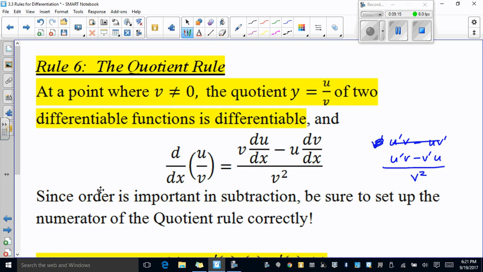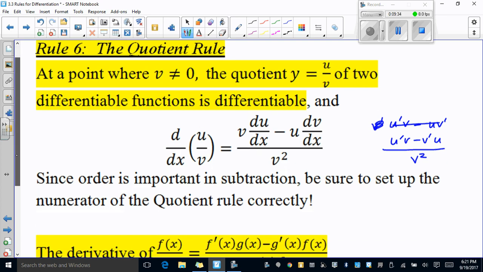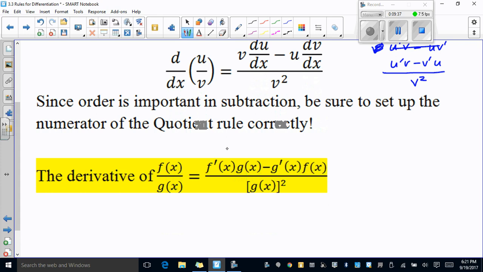So you got to make sure that you set this one up. At a point where v does not equal 0, the quotient y equals u over v of two differentiable functions is differentiable, and they give it to you. Since order is important in subtraction, be sure to set up the numerator of the quotient rule correctly. Cannot express that one enough. So again, this one here really is going to be u prime v minus v prime u all over v squared. So now you can see it's very much so that you have to be able to identify which is which, and they have to go in order.